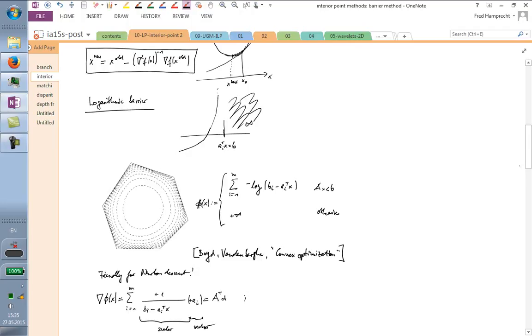Because I think if we start with 1 over x, then we end up with a physical 1 over x squared potential. Yes, you could do that, and then you would have the proper physical analogy.